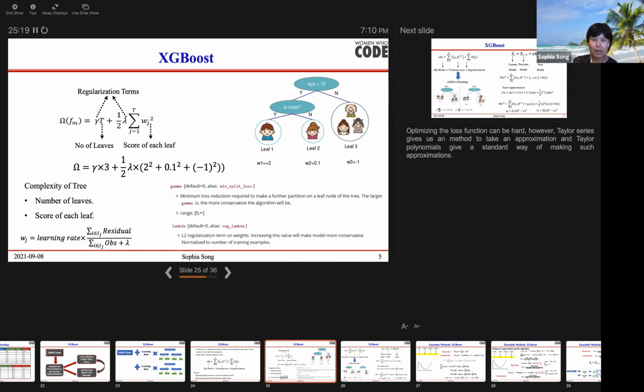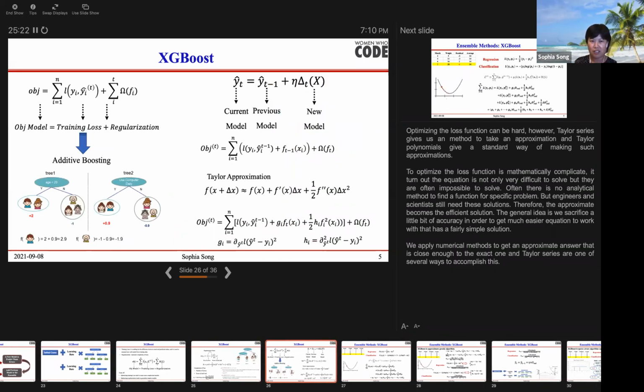Then we will focus on the loss function, the loss term. Because XGBoost is additive boosting, right? We have 2 models. This is a simple diagram, simplified, where we just add them together. But in reality, maybe we add some weights or other factors. But here, this is the loss function part.